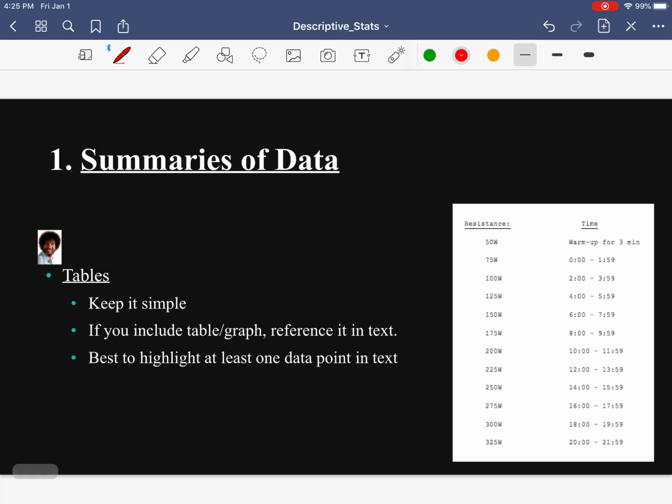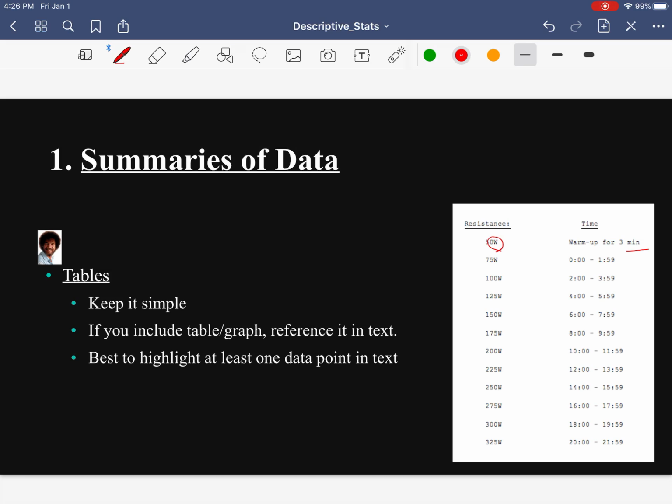Another way we can provide descriptive information is a table. Look at this simple table. This came from my dissertation years ago. It looked at the protocol for the peak VO2 test. So we started off from warm up to 3 minutes at 50 watts of resistance, and then we went up. Very clear. No need to be fancy. You can see we always include units, so we have watts, and then we have minutes. Fantastic.